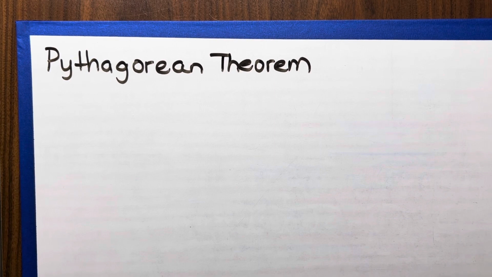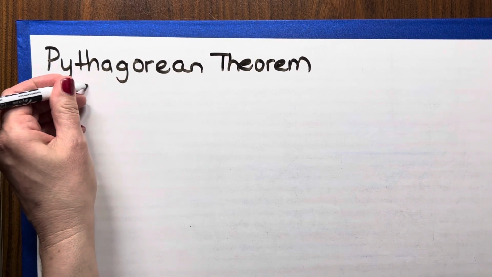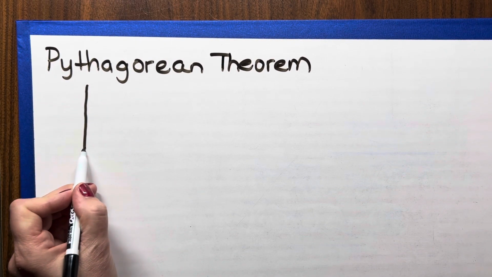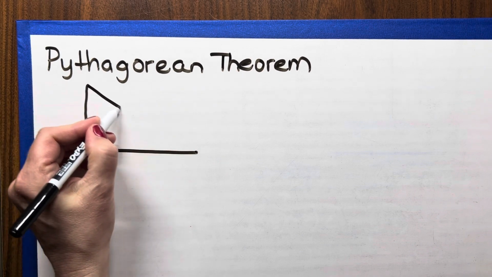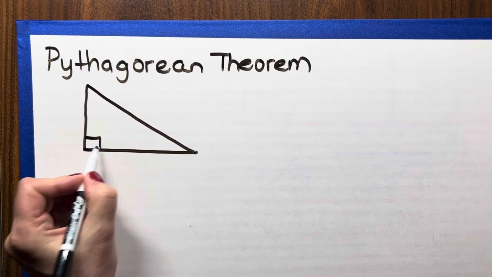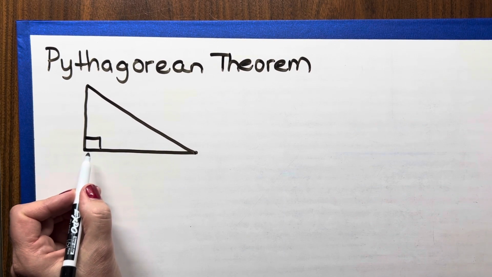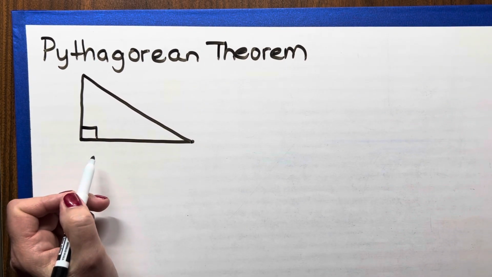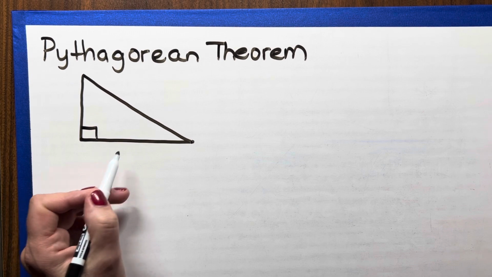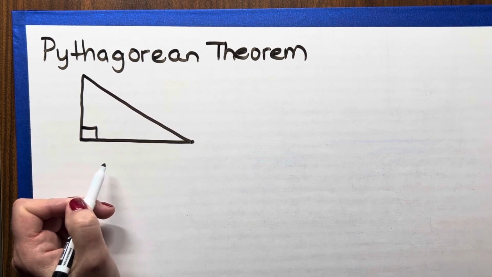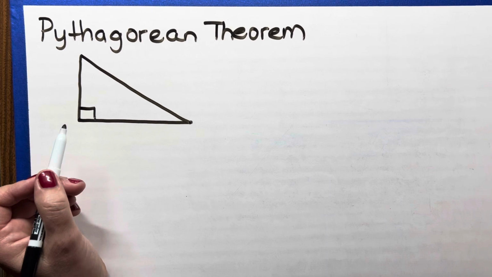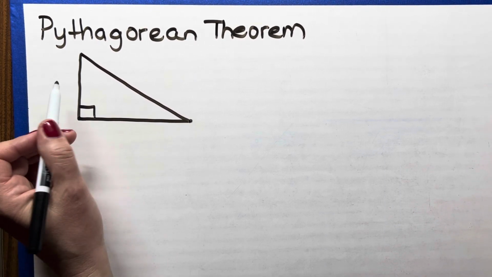Today's topic is the Pythagorean Theorem, which many of you have heard about by name. Let's look and see what it actually means. When you have a right triangle, which is designated kind of like a little box where the right angle is, there is a formula that you can use to help you find any of the three missing sides. I'm going to show you how it works first, and then we're going to try some.